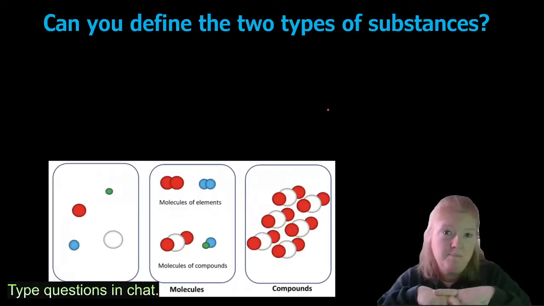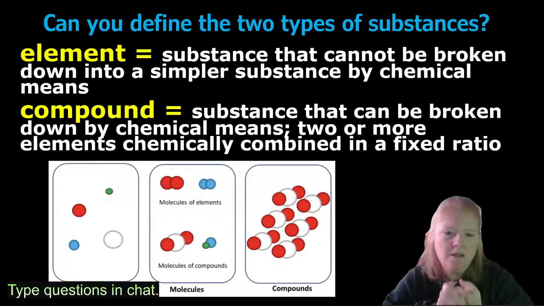So the 2 types of substances you should be able to define are elements and compounds. What should you know? Elements cannot be broken down by chemical means, and compounds can. Compounds are combined in a fixed ratio. So what does that mean? That means the formula is always the same.